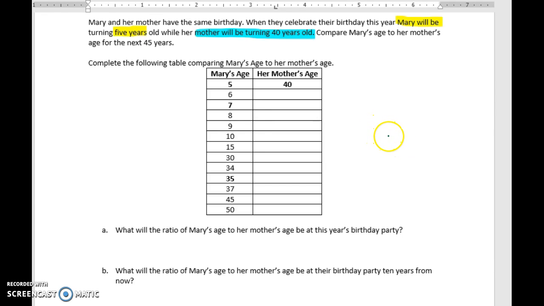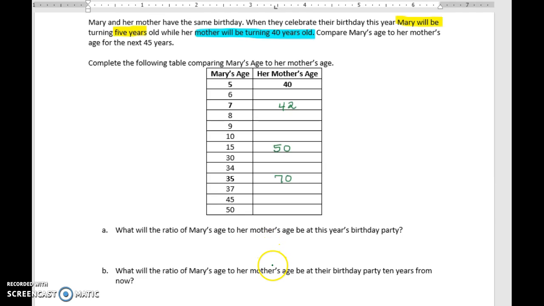So in this last page, we want to look at Mary and her mother. And this year, Mary will be turning 5 at the same time her mother will be turning 40. And so we see that represented in this table. Then when Mary is 7, we can see that her mother would be 42. And maybe at 15, we can see that Mom is going to be 50. And at 35, Mom would be 70. And so you can fill in the other ones to help you with answering the rest of these questions.